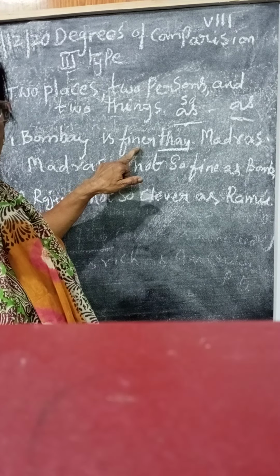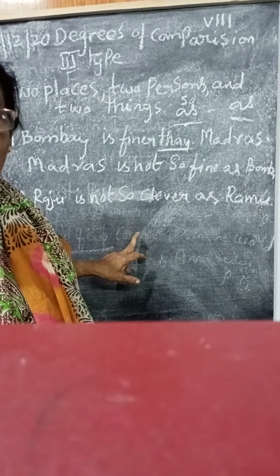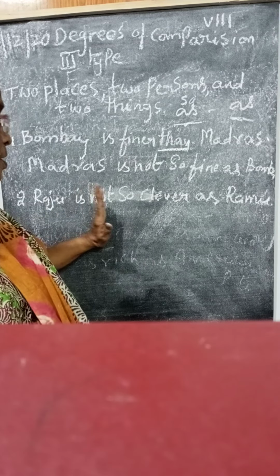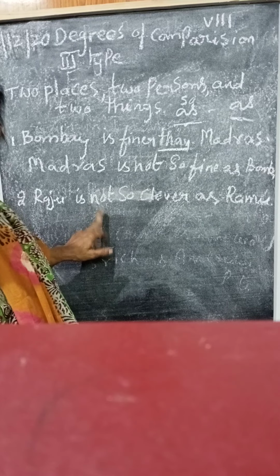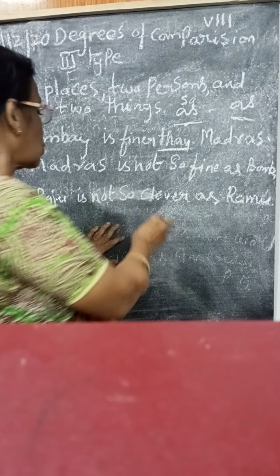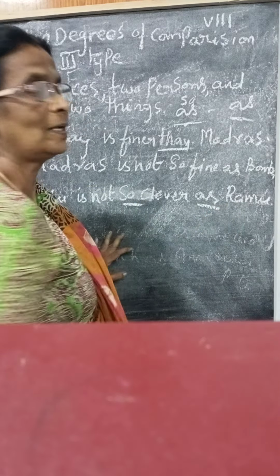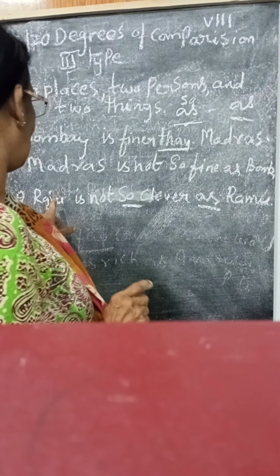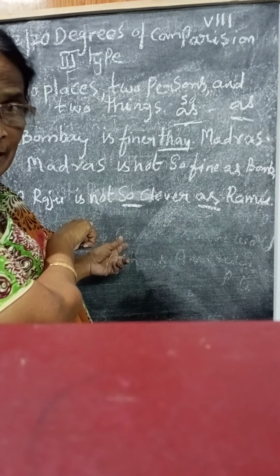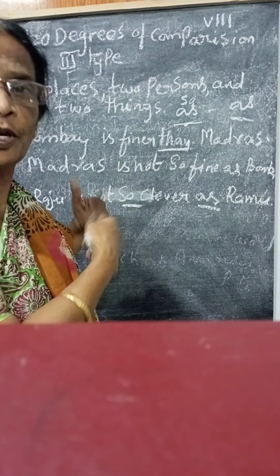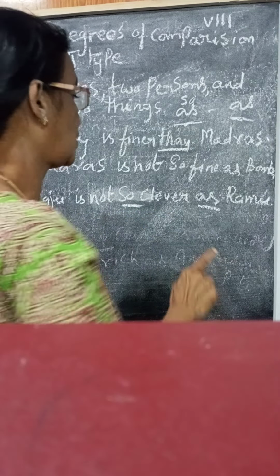Here I gave it without a negative, in the comparative degree. Here the second one I gave: Raju is not so clever as Ramu. This is the positive with a negative one. That means only Ramu is clever, but not Raju. We were given the negative one. Now we have to write it without a negative, changing into the comparative degree.